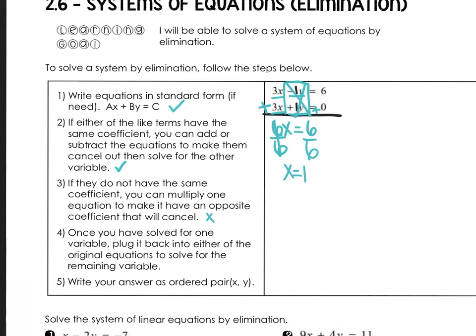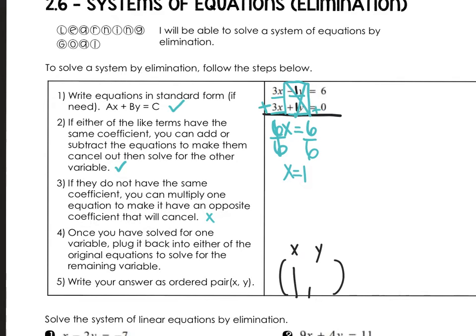Step 4 says once you have solved for one variable, so I solved for x, plug it back into either of the original equations to solve for the remaining variable. And you always write your answer as an ordered pair (x, y). I like to write that as I'm going, that way I don't forget which I solved for. So x equals 1 goes first because it's x and then y.